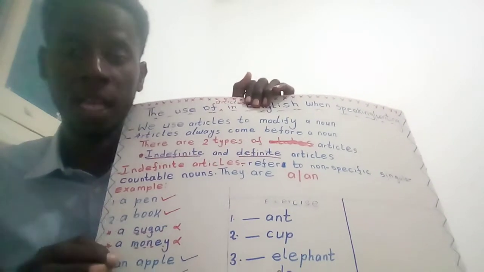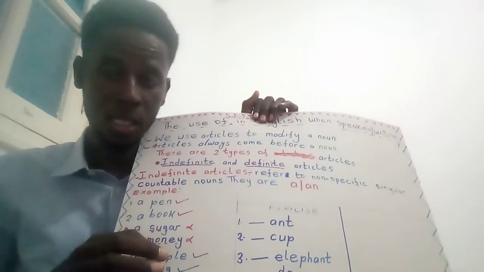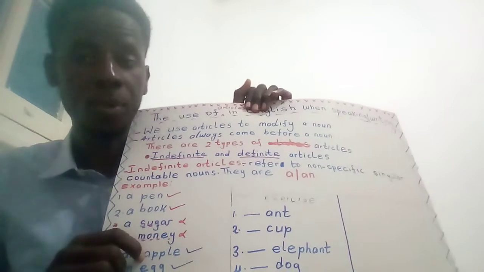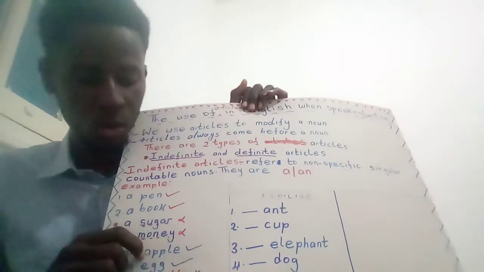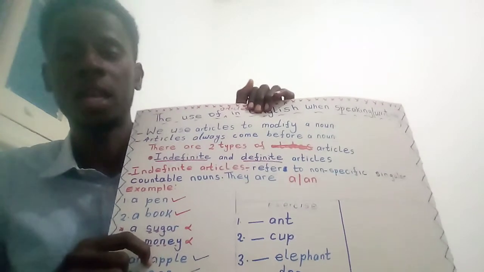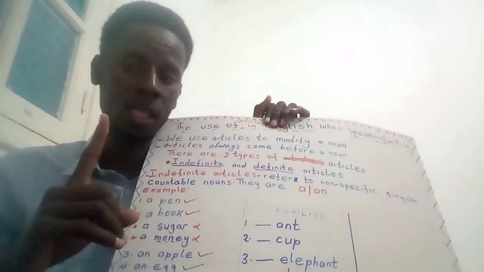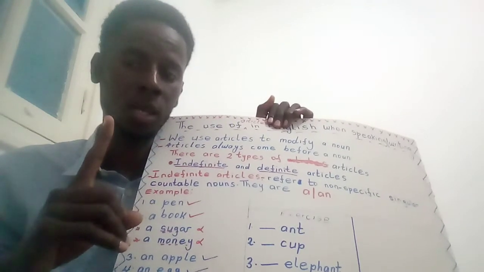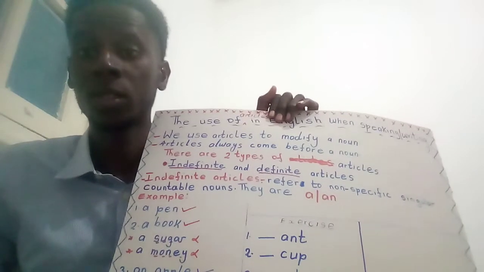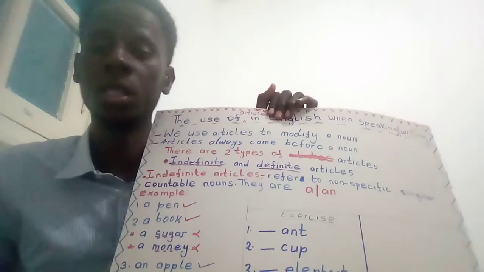Now, how to use an? As I said, if the noun is singular, countable, and begins with a vowel letter, for example, apple. Apple begins with a letter A, and this letter A is a vowel letter, so we say an apple. And this apple is only one. When we have more than one apple, then we can say apples. So an apples is wrong.